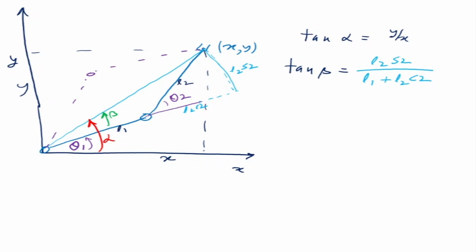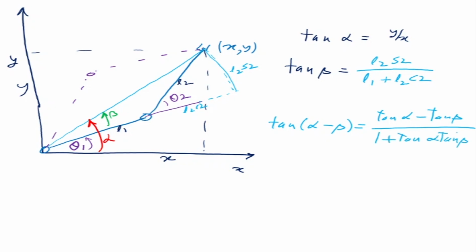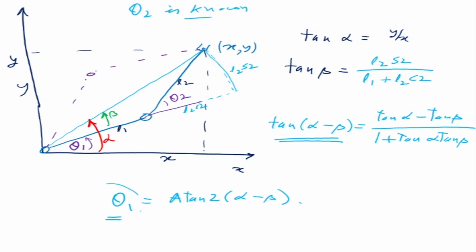Now we can use the formula tan of alpha minus beta is equal to tan alpha minus tan beta divided by 1 plus tan alpha tan beta. Okay, so we have got tan of alpha minus beta, so theta 1 is equal to a tan 2 of alpha minus beta. Okay, so we have got our theta 1 here. Theta 2 is known; we had got theta 2 earlier, so I can find theta 1 like this. So I've shown two geometrical methods for finding theta 1 and theta 2.